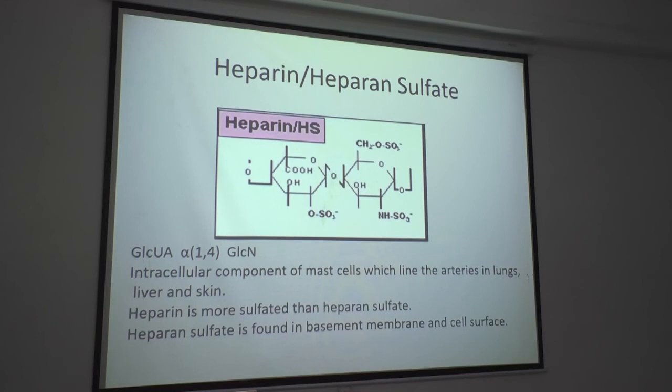Heparan sulfate and heparin. What is the difference between these two? Heparin is more sulfated than heparan sulfate. The structure is similar, but heparin is more sulfated. Heparan sulfate is less sulfated. Number one. Number two, heparin is secreted by cell lining, acts as an anticoagulant. And heparan sulfate is found in the basal membrane and cell surface receptors.